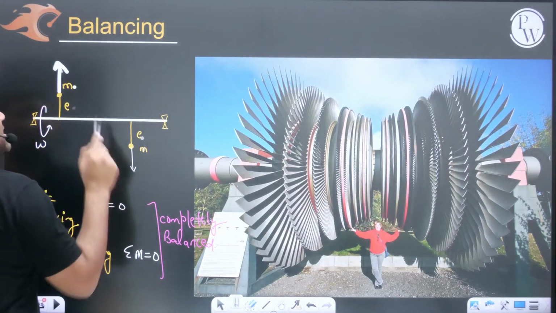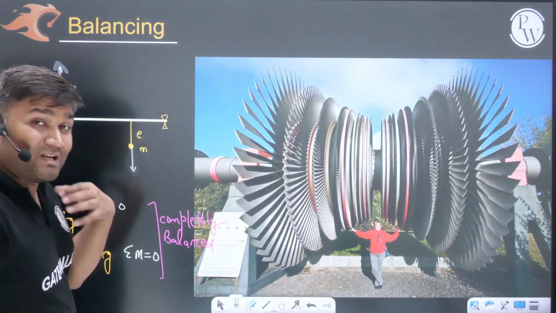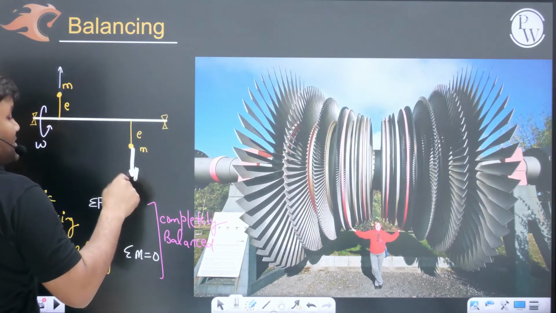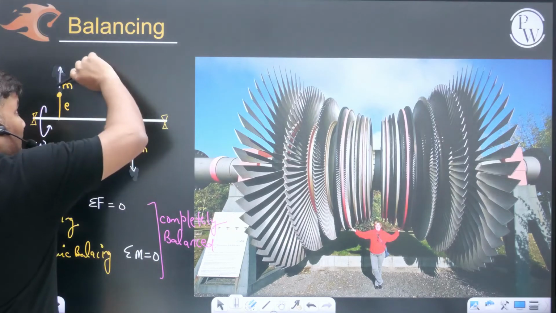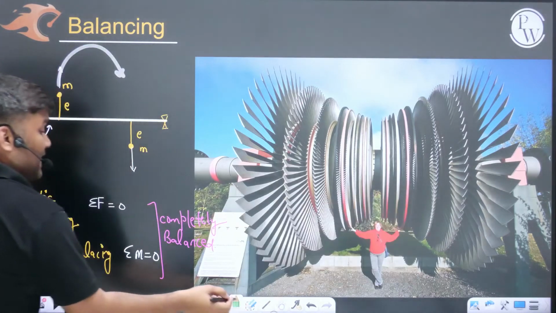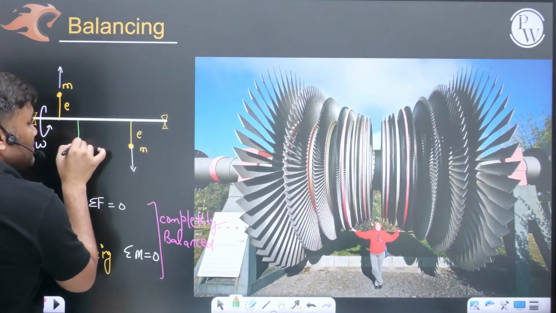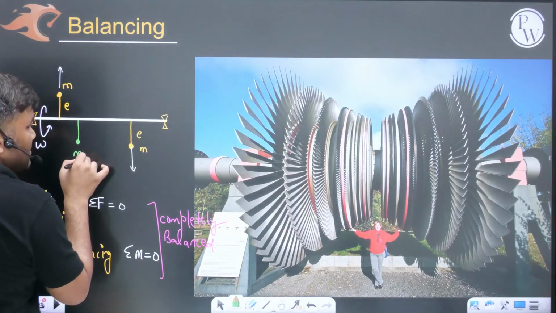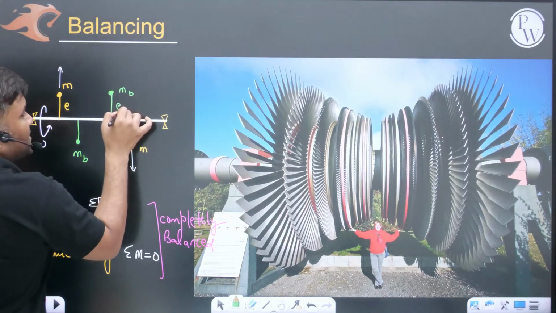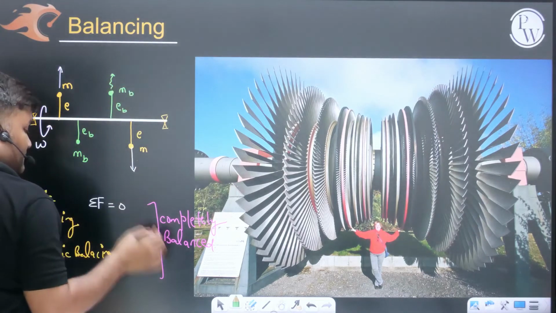Now centrifugal force here, centrifugal force here, forces will be same. Summation of force is zero. System looks statically balanced, but still a moment is acting. This force summation is zero, equal and opposite, still some moment is acting. To balance this kind of situation, you have to add two masses at different planes. One balance mass put here, another balance mass put here, some distance AB, some distance AB. These two masses will produce some force.